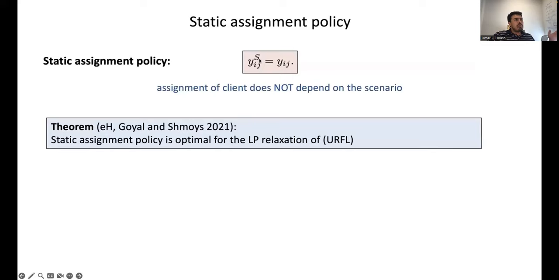Remember, the problem was challenging because there are exponentially many scenarios. But here we were able to get rid of this dependency on s in the variable. Actually, we will show it makes the problem polynomial size. So this was for the integral problem. We can also show that the static assignment policy is optimal even for the LP relaxation of the problem. If you assign fractionally each client to a set of facilities that are fractionally open, this assignment is the same independent of the scenario, again for the reason that there are no capacities.